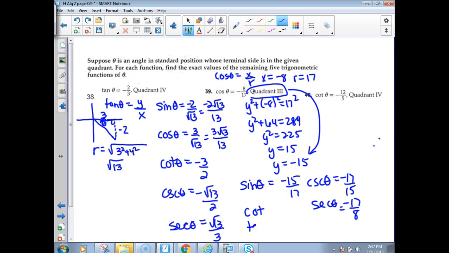Cotangent and tangent. Tangent is y over x, negative 15 over negative 8, so it'll be positive. And cotangent would be 8 over 15. Yes. And on page 813, the answer to number 35 is 25.3 feet.